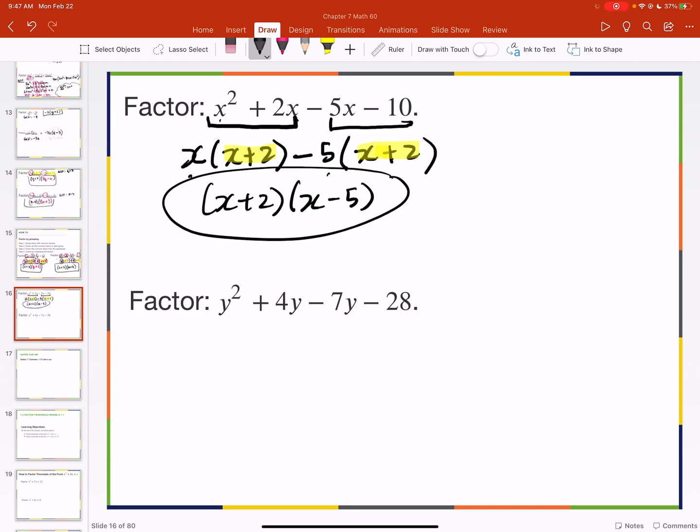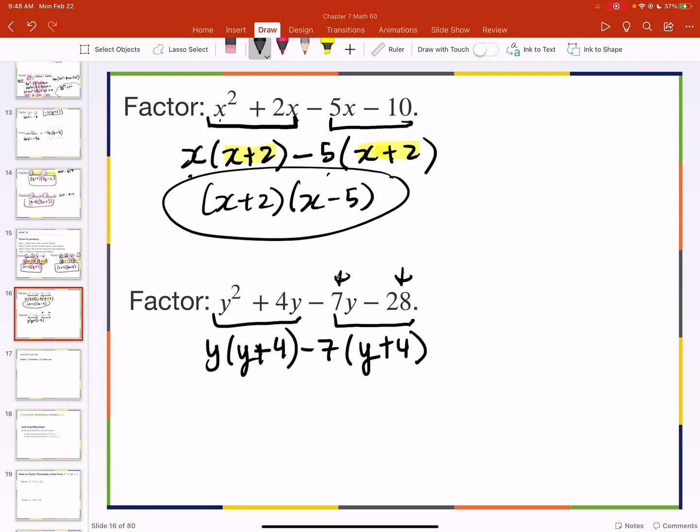And that's it. Okay, let's do this last one, for funsies, even though it's the same kind. So here, y squared plus 4y, y, and then what's left is a y plus 4. Okay, now here, what divides into negative 7y and negative 28? Minus 7, and that's going to leave me with a y plus 4 also. So that's in common, and I pull that out.